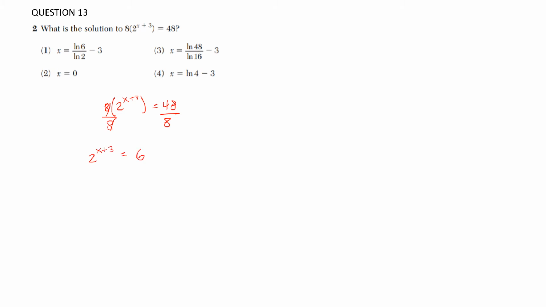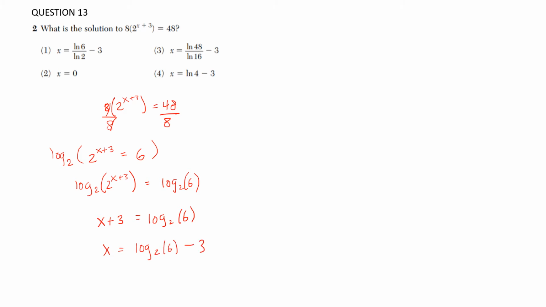Now, just as before, we can take the log base 2 of both sides. So we'll have log base 2 of 2 to the x plus 3 equals log base 2 of 6. And again, log base 2 of 2 to the something power will just get you that power. So we're left here with x plus 3 equals log base 2 of 6. We can subtract 3 from both sides. x equals log base 2 of 6 minus 3.